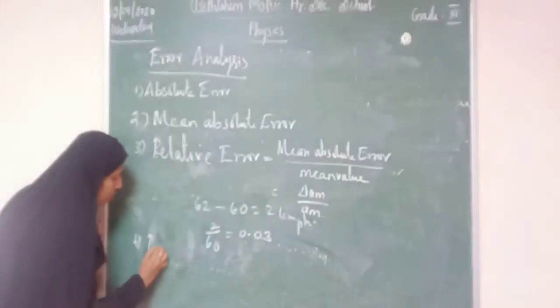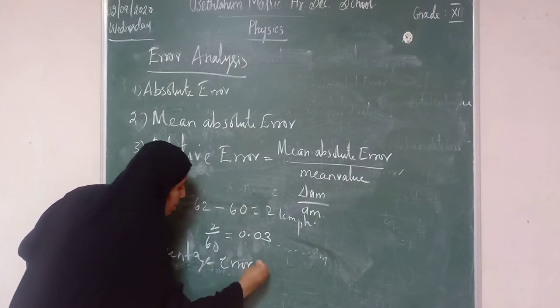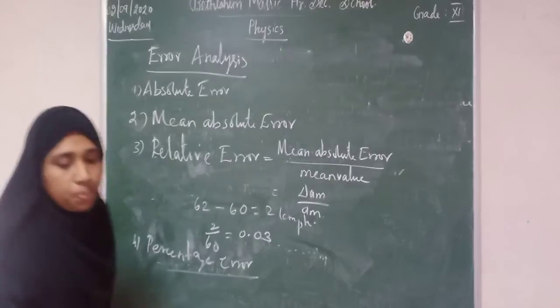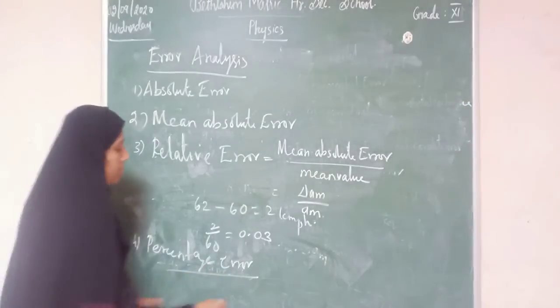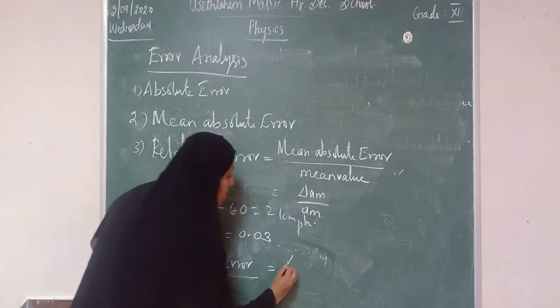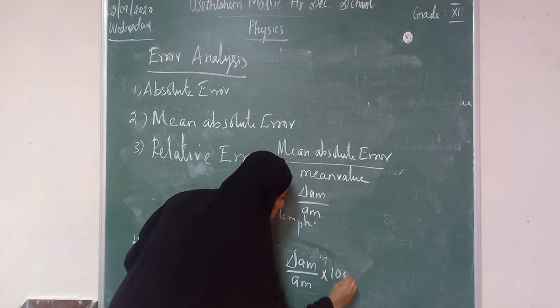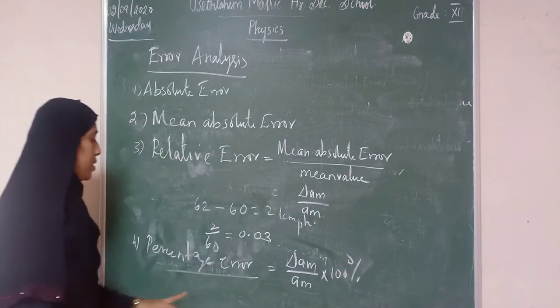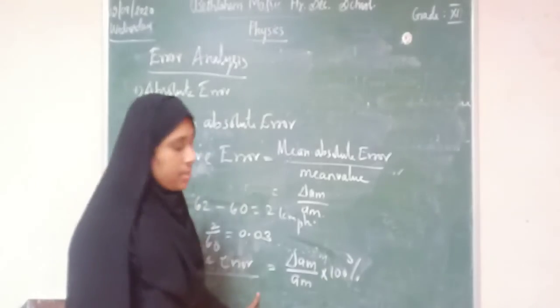And at last, percentage error. If the error is measured in percentage, we can write percentage error, that is delta AM by AM into 100. If the relative error is measured in percentage, this is known as percentage error.